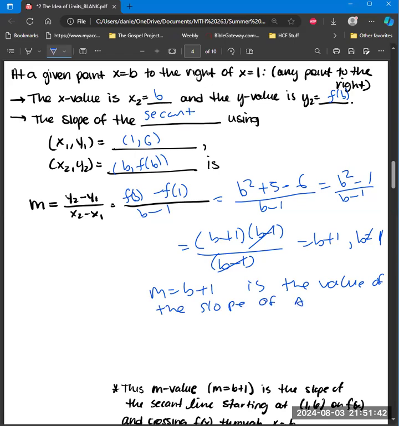of any secant line between (1, 6) and b, f of b.